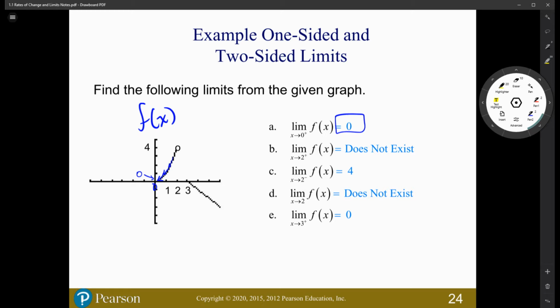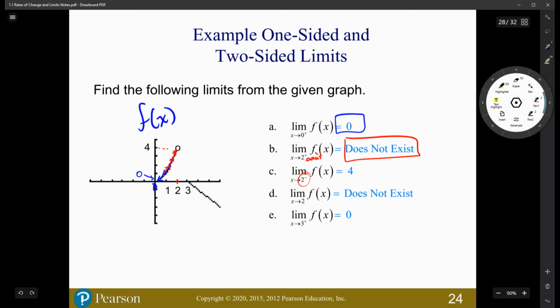What about the limit as x approaches 2 from the right? Well, here's x equals 2, but there's not a graph to the right of 2. There's nothing there. So in that case, we really can't approach 2 from the right, and that means our limit does not exist. Okay, next question. What is the limit as we approach 2, this time from the left? So here's 2. Let's approach from the left.